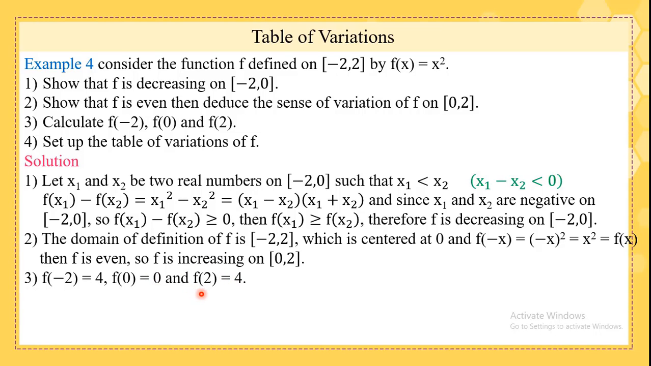Set up the table of variations of f. So in this table of variations, we have to put first, on the first line, x, the domain of definition, which is -2, 2, and 0. Why? Because at 0, the sense of variation changes from decreasing to increasing. And on the second line, we put f(x), the arrows, from -2 to 0 it's decreasing, and from 0 to 2 it's increasing. And the values of f(-2), f(0), and f(2).